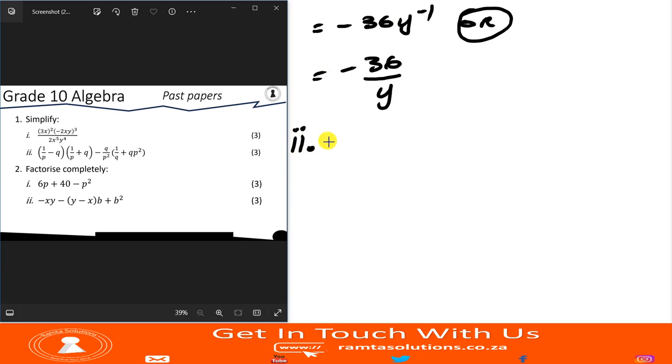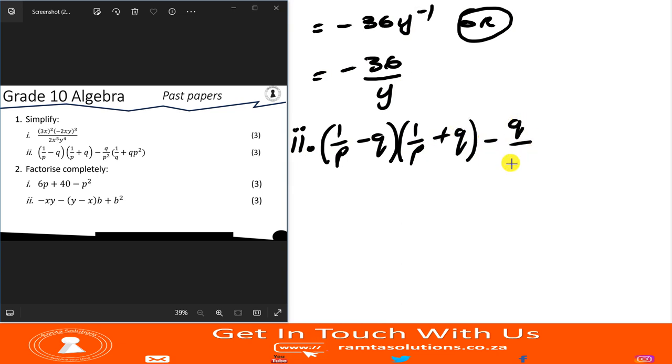Under question 1, Roman figure 2, we're looking at 1 over p minus q, all multiplied by 1 over p plus q minus q over p squared into 1 over q plus qp squared. Alright? So this will be reduced to, now let's see. This, as you can see, it looks like it's the same bracket, but one has a plus and another has a negative. This is what we call a difference of two squares.